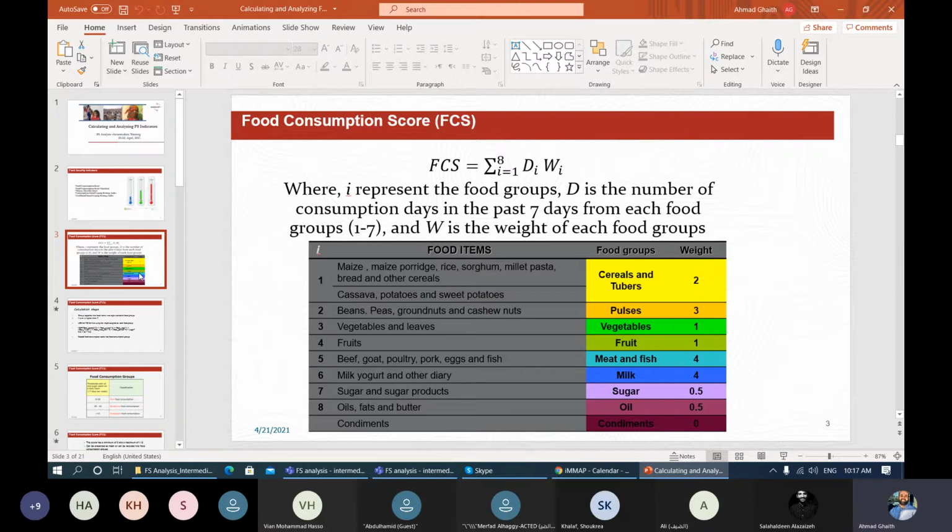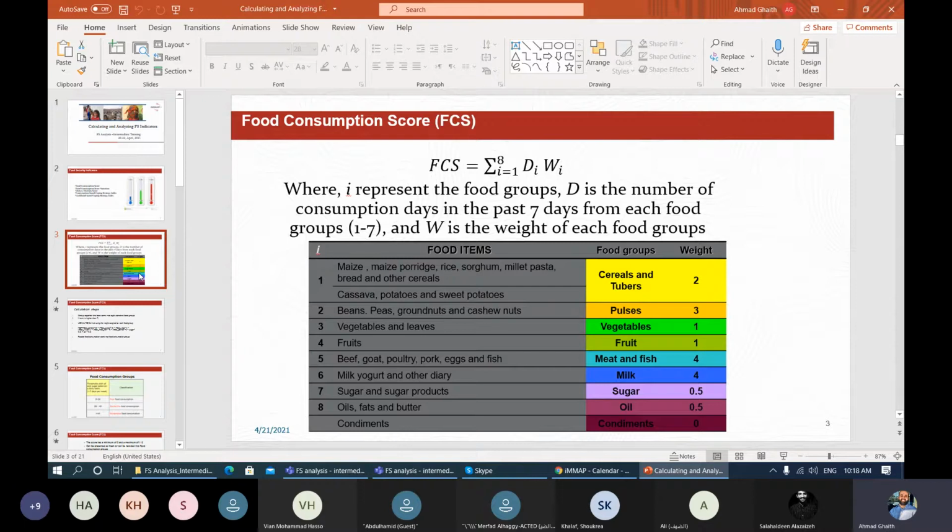So we have cereals and tubers. These are your staple foods, getting a weight of 2. Pulses, again, slightly higher nutritional value than cereals and tubers, are going to get a 3, and that includes also things like lentils as well as nuts, beans, all those foods. So that will get a weight of 3. So it's 3 times however many days it was eaten. And then vegetables and leaves and fruits get a value of 1.